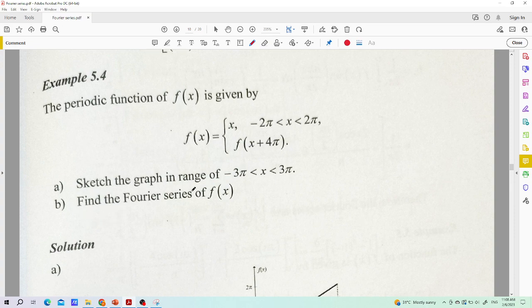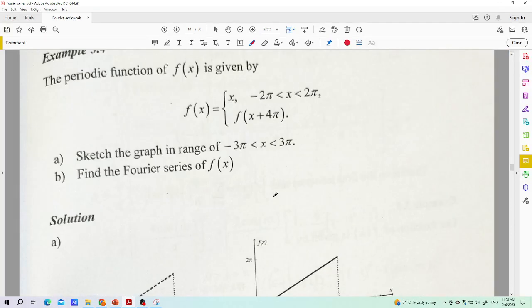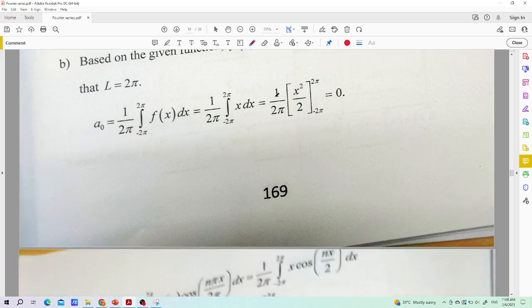And then find the Fourier series coefficients, meaning you need to find a0, an, and bn. To find them, we first express this equation, and then this expression with L as 2 pi for the periodic function here. For a0 it is easy: we just deal with f(x) and then we integrate, and we get this.